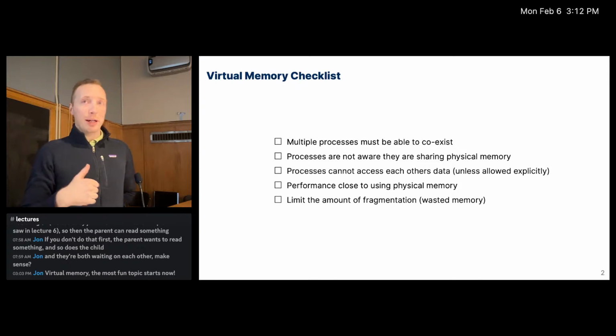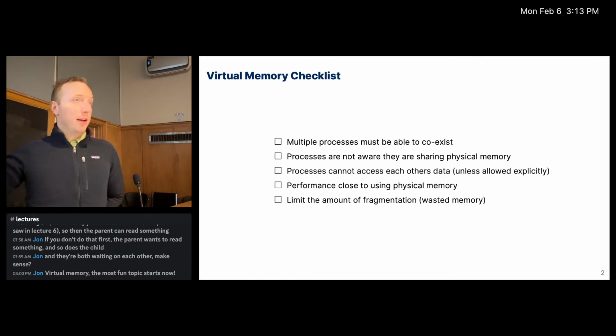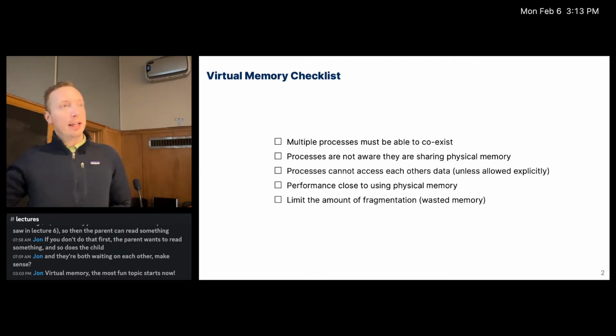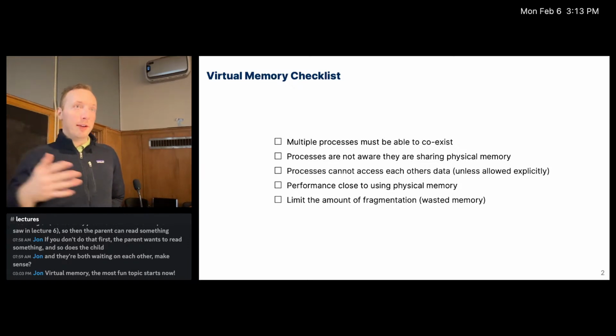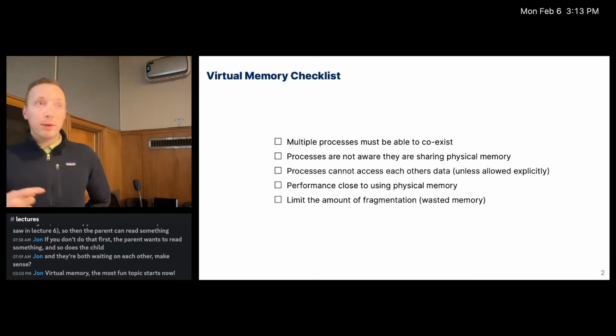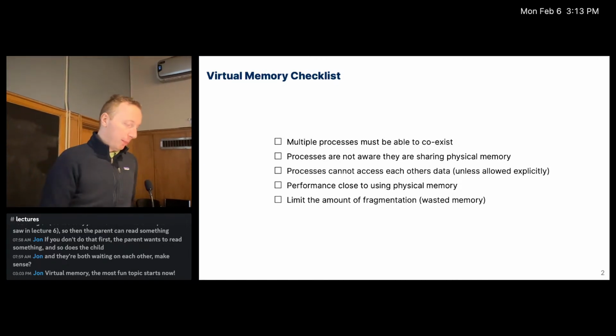And also you want good performance. You want performance close to using physical memory. Without even knowing the details, there's going to be some translation. If process A accesses memory location 1,000 and process B accesses memory location 1,000, and they're both different physical addresses, well, something has to do that translation, and that might be slow. We want it to be as fast as possible.